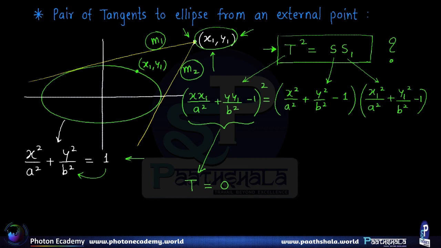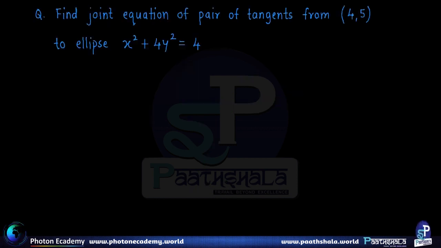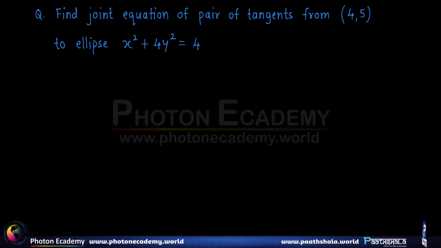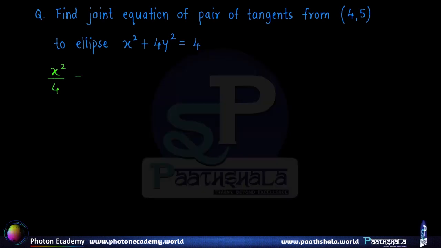So let's go ahead and solve an example: find the joint equation of the pair of tangents from the point (4, 5) to the ellipse x² + 4y² = 4. Now let us first of all bring it into the standard form. So the equation of the ellipse is x²/4 + y² = 1. So x²/4 + y² − 1 = 0. Correct. So this is our S.